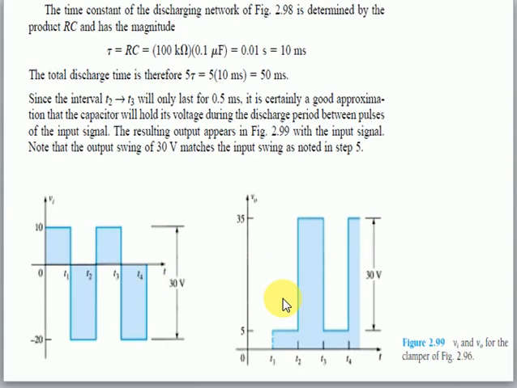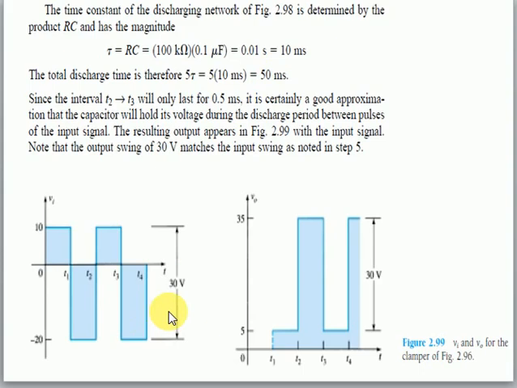When we calculate the value of tau, then tau is equal to RC, and that is equal to 10 millisecond. And if we calculate the discharging time, that is equal to 5 tau, which is also the charging time. So 5 tau is equal to 50 millisecond.